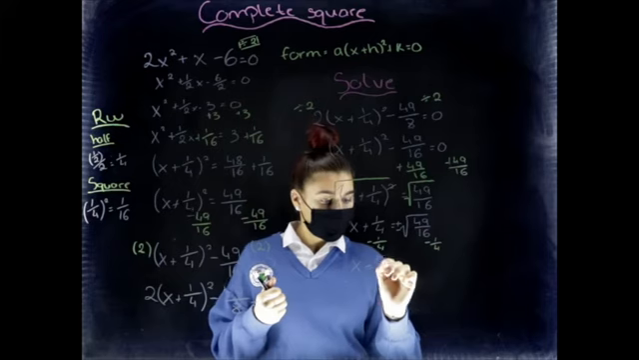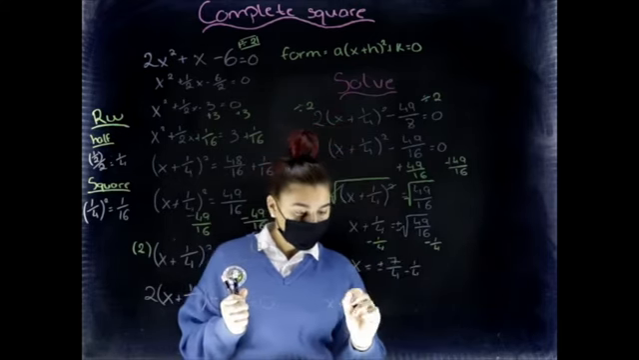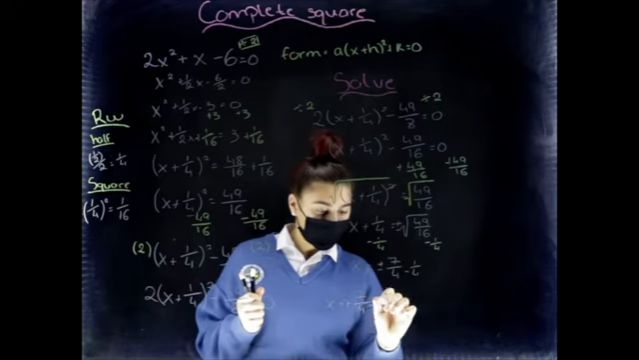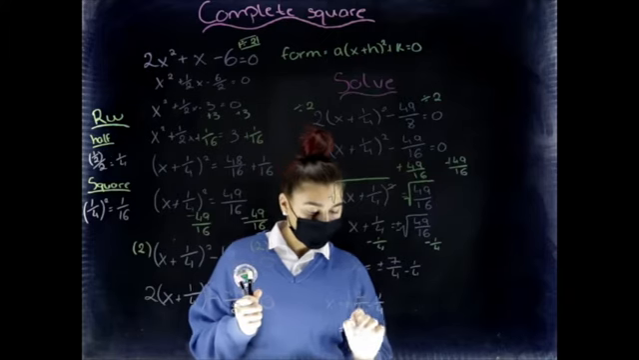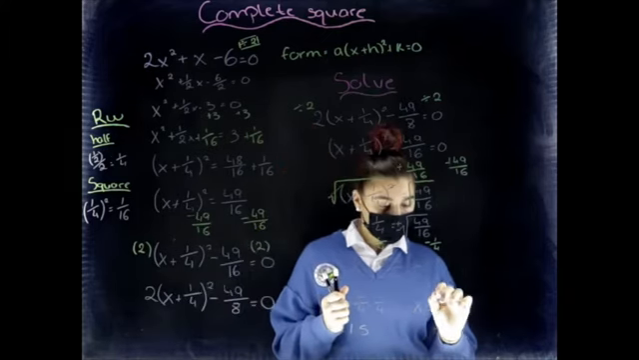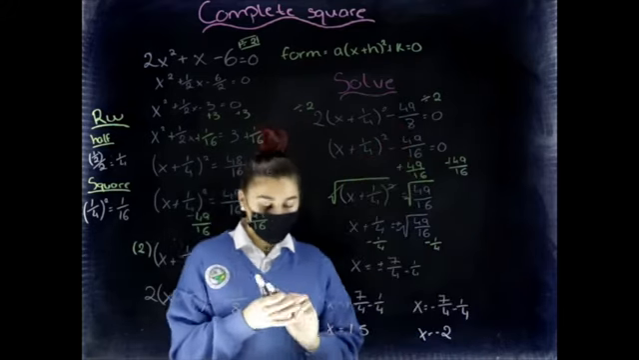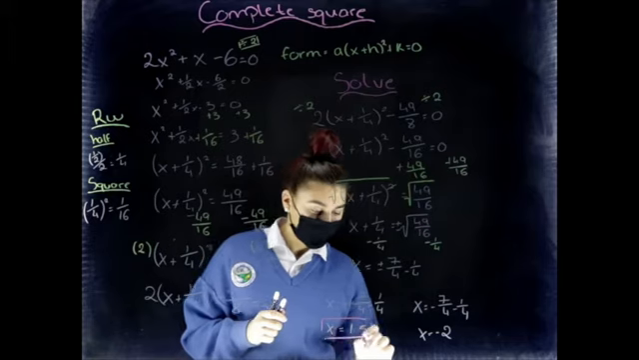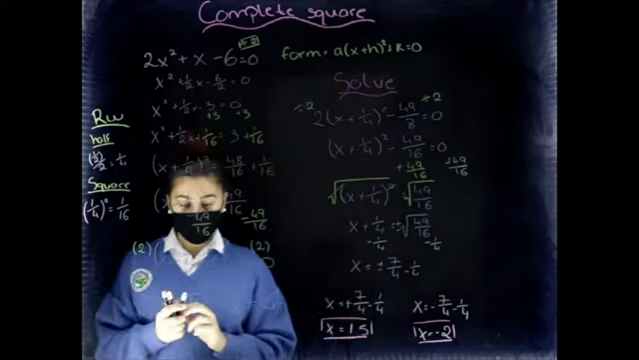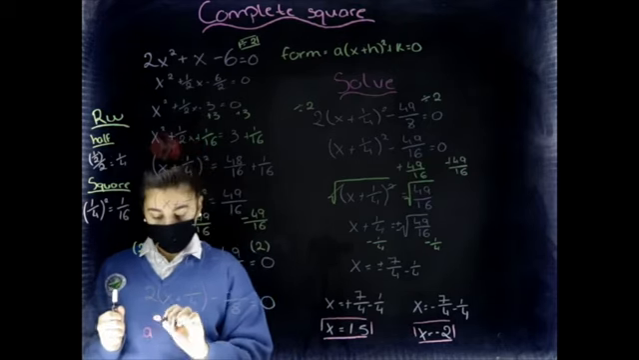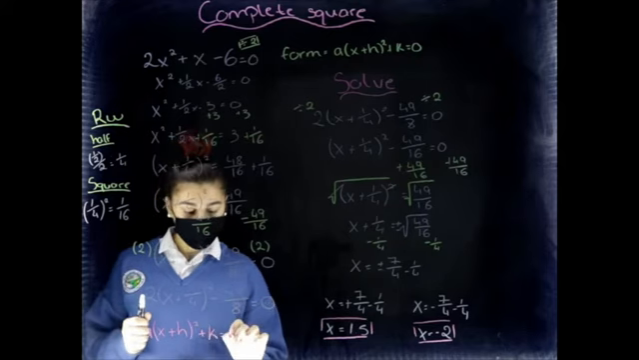I minus a quarter on both sides, and I was left with x equals plus or minus 7 over 4 minus a quarter. For the positive answer, I was left with x equals 1.5, and for the negative answer, I was left with x equals -2. If you look back at the answer, you can see that it is in the form a(x + h)² + k = 0.